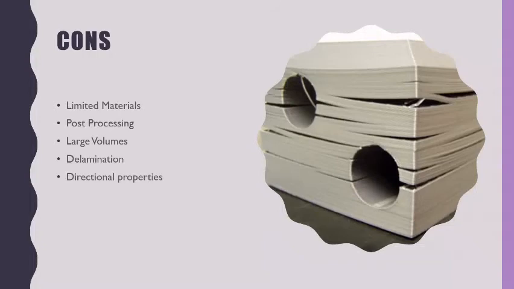Because 3D printers work layer upon layer, delamination can occur. Low temperatures can increase the chance of delamination. Another flaw of the layer upon layer process is that 3D printed parts' properties are directional, so they're not the same depending on the direction you're testing.